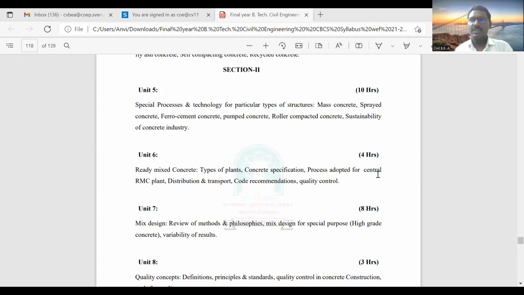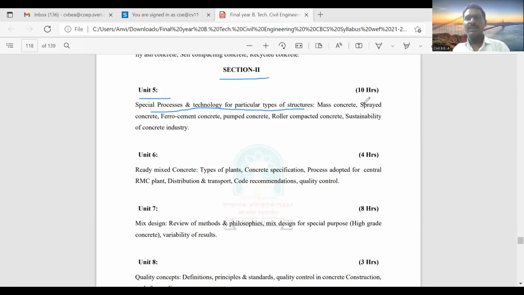We will see the syllabus of the second section, and whatever units are there in the second section, we will see first, and then we will continue with unit 1. Here, unit number 5 in the second section is special processes and technology for particular types of structures. There are various types of structures in the field of civil engineering, and for those structures we have to construct using concrete as a material.